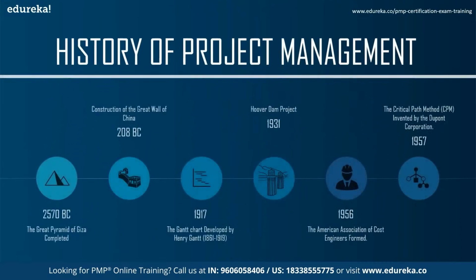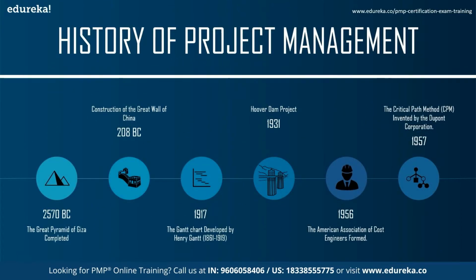In the history of project management, we can chart all the major developments and events in the discipline as far back as there are records. Although there has been some form of project management since early civilization, project management in the modern sense began in the 1950s. So let's start from way back in 2570 BC, when the Great Pyramid of Giza was completed.